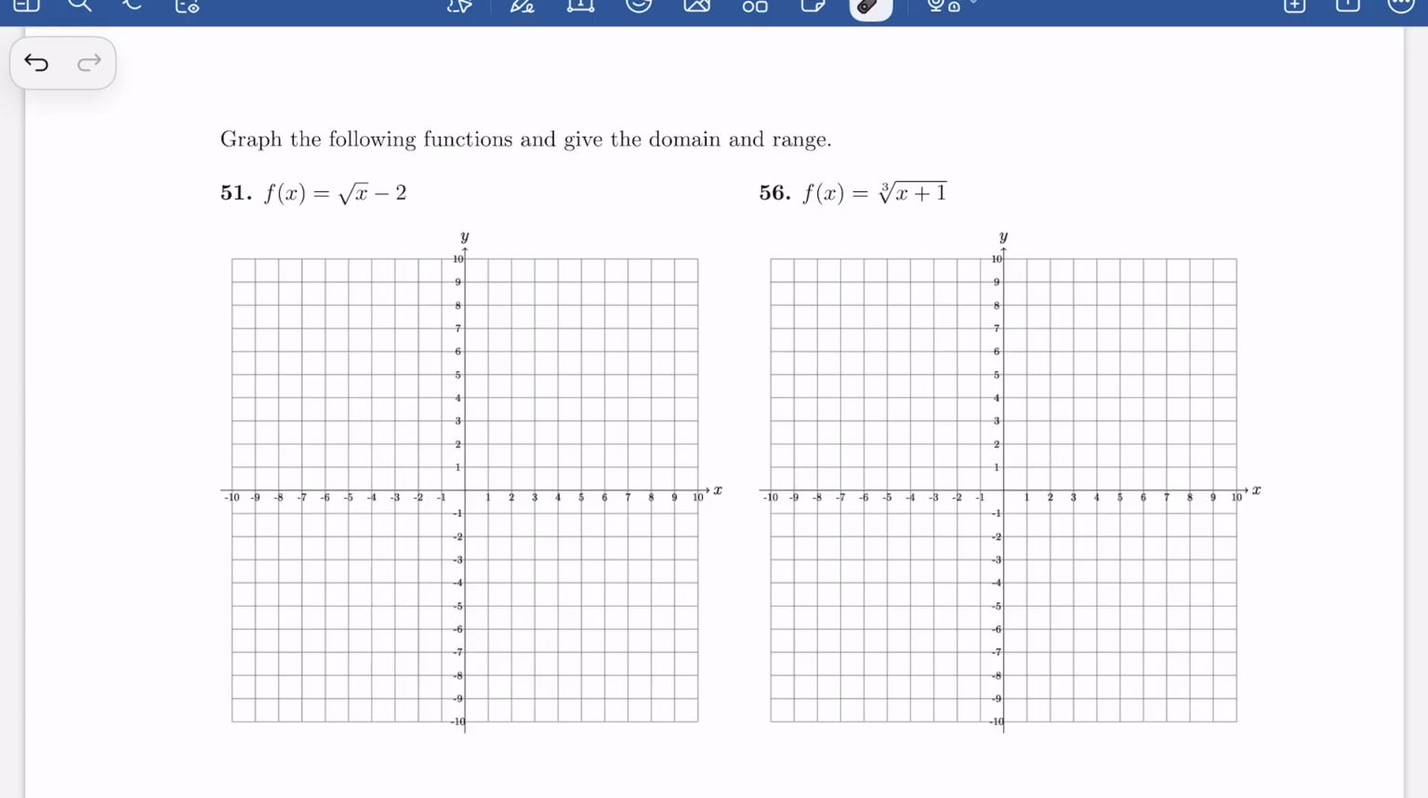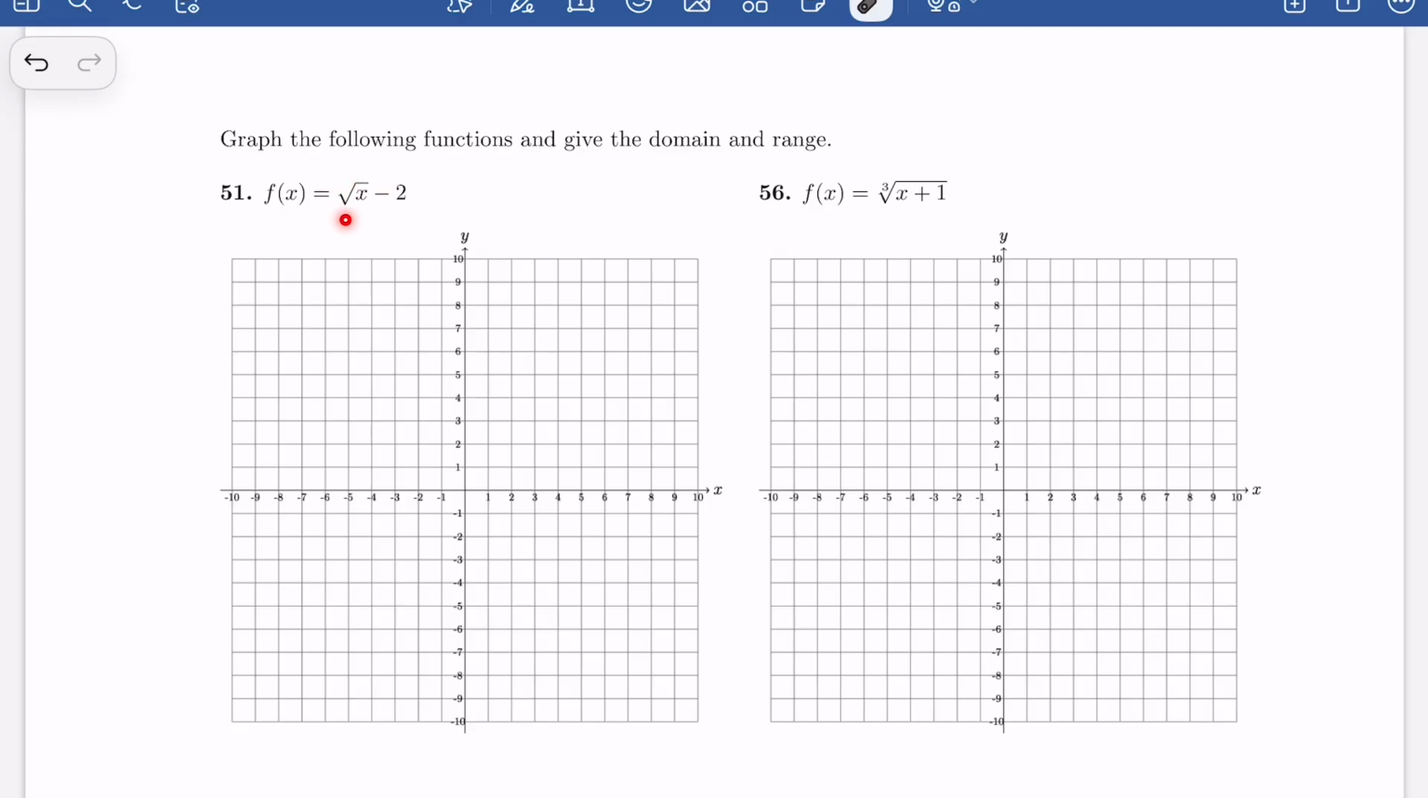All right, so for the next two problems here, we want to graph the following root functions and give the domain and range for each one. So we'll start with that. Let's find the domain and range for the first one here. Now remember, the domain is going to be all of our possible values that we can plug into this function, and the range is going to be all of our possible output values.